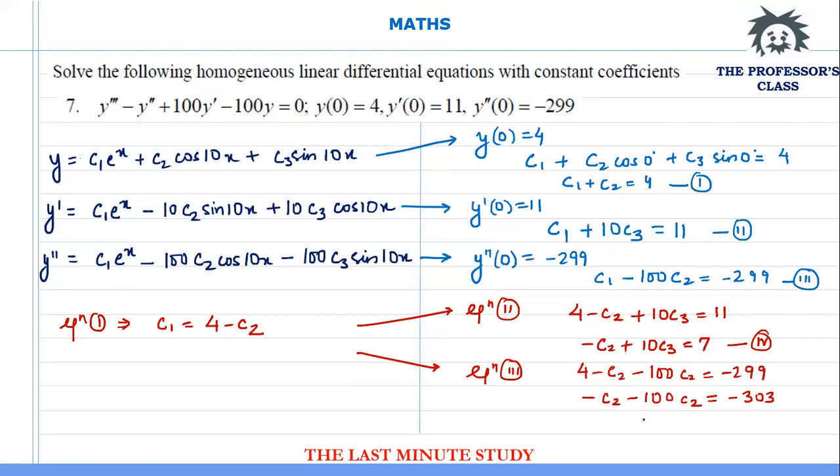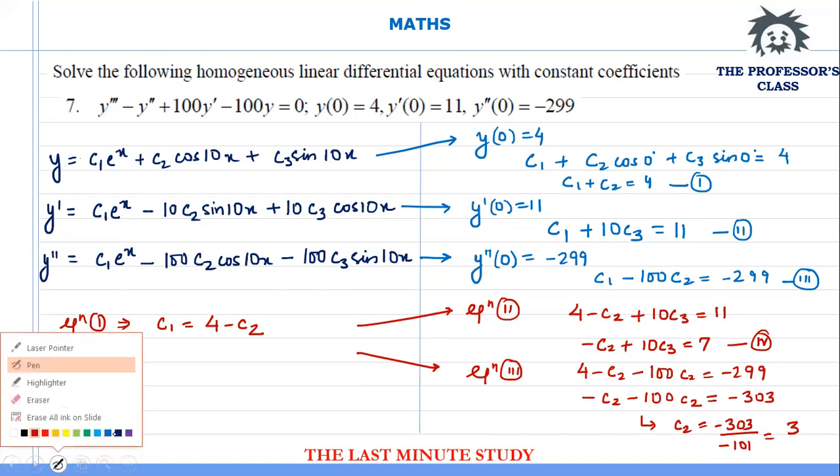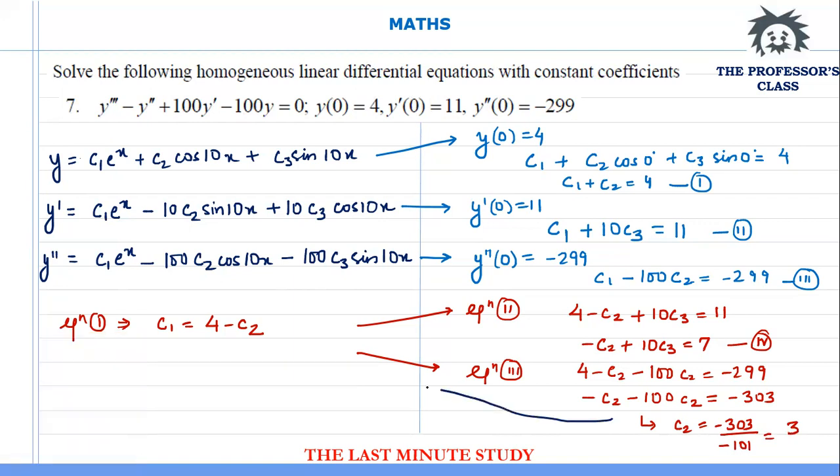Or from here, I can find out the value of C2 simply to be minus 303 over minus 101, which is equal to 3. So if I take the values over here, I got the value of C2 to be equal to 3. From here, I can calculate C1, which will become 4 minus C2, that is 1.